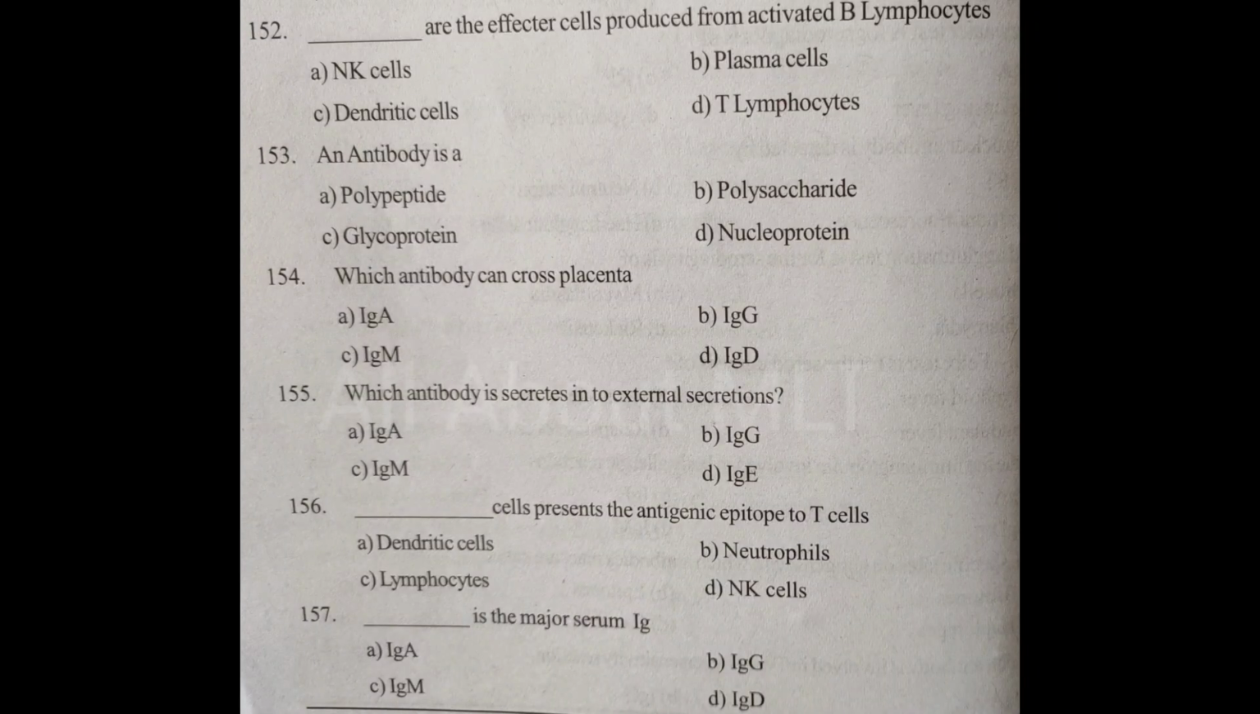An antibody is a option A polypeptide, option B polysaccharide, option C glycoprotein, option D nucleoprotein. Answer is option C glycoprotein. Which antibody can cross placenta? Option A IgA, option B IgG, option C IgM, option D IgD. Answer is option B IgG.